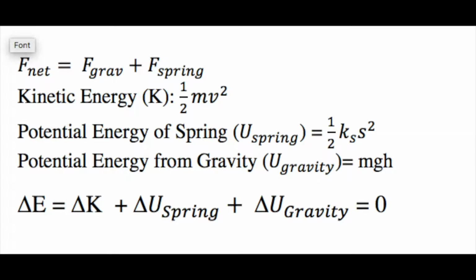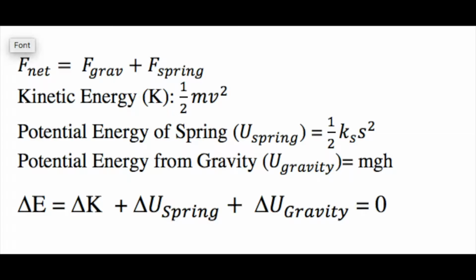Next, dealing with the energy equation, we need to know that the kinetic energy of an object is equal to 1/2 m times the velocity squared. We also need to know that the potential energy of a spring is equal to 1/2 the spring stiffness times the stretch distance squared. And finally, that the gravitational potential energy is equal to mgh.